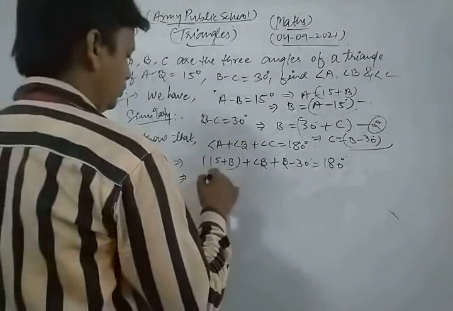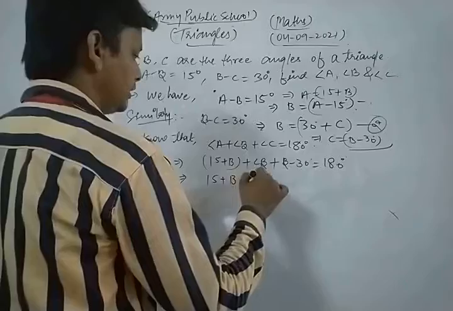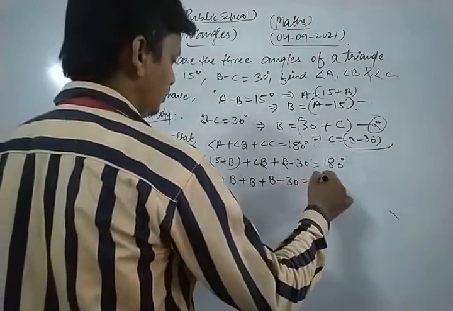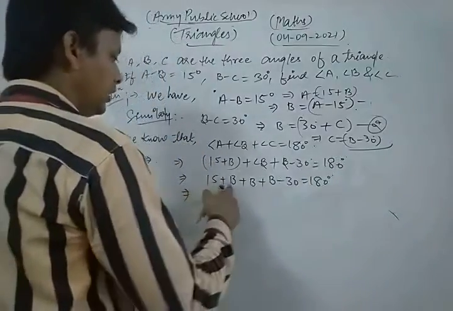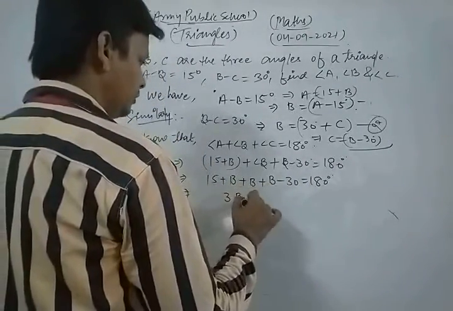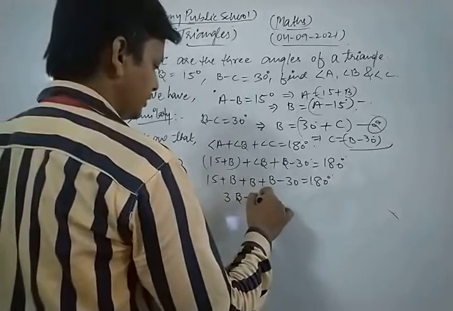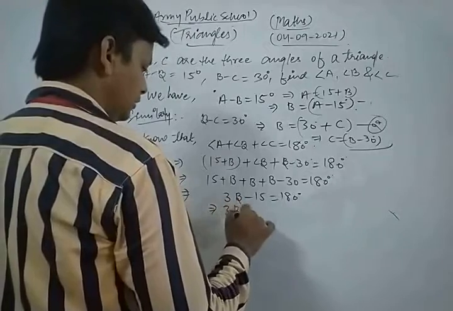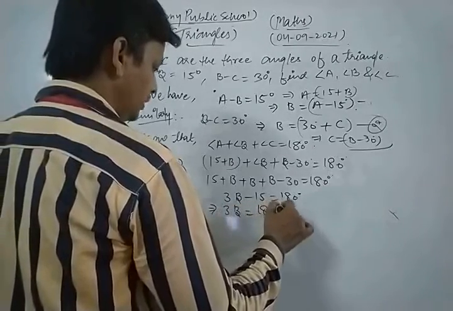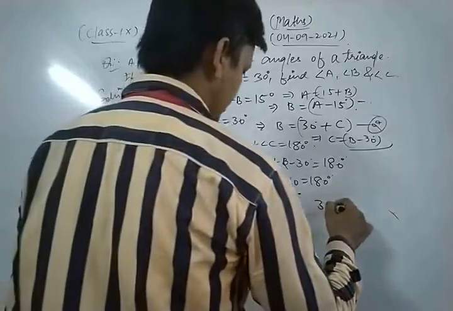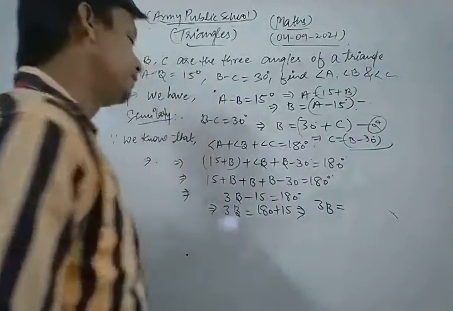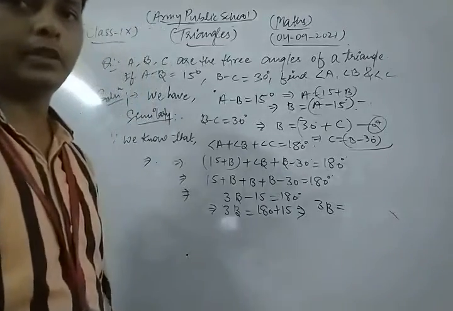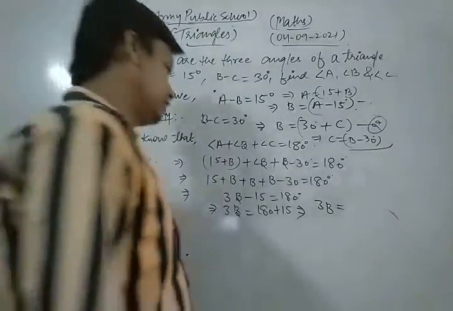Look, 15 plus B plus B plus B minus 30 is equal to 180 degrees. So from there, 3B plus 15 minus 30, that is minus 15, is equal to 180. So 3B is equal to 180 plus 15. 180 plus 15 is what, dear friends? 195.